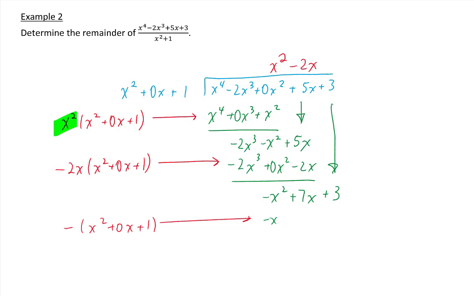And that gives us negative x squared plus 0x minus 1. And subtracting, we get 7x minus 4 as our remainder. So don't forget to include our last portion to our quotient, the minus 1. And this is our remainder. So since we're dividing by a quadratic, our remainder can be a linear function.